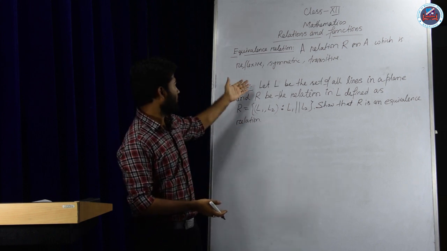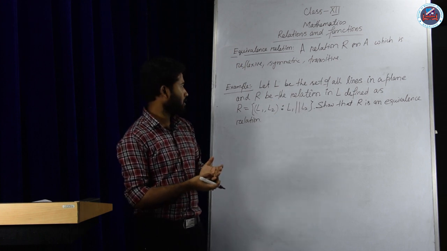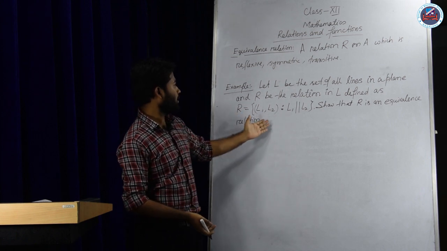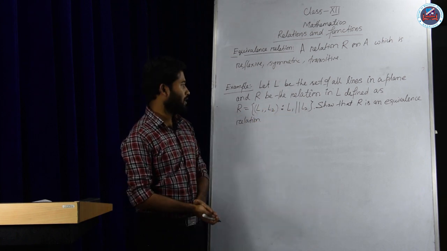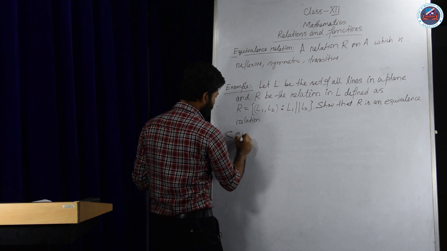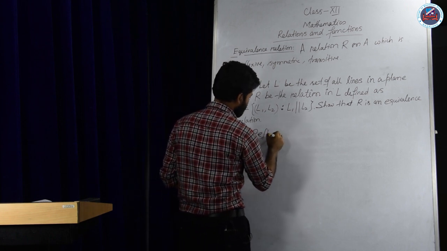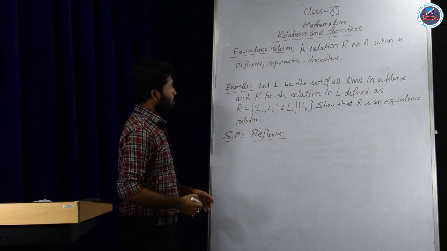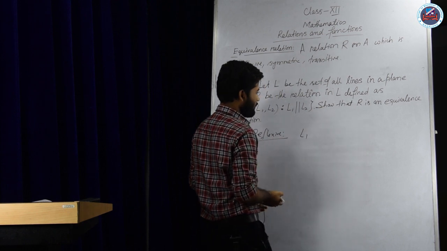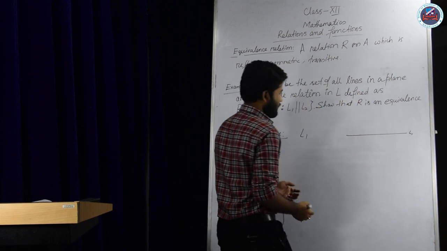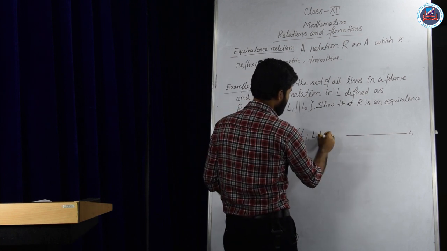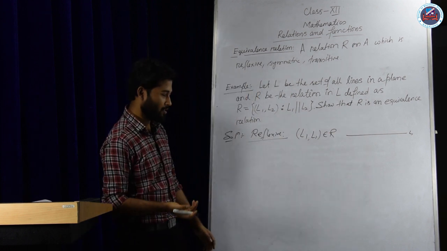So using the reflexive, symmetric and transitive properties, we shall try to show that the relation on the set of lines in a plane given by R = {(L1, L2) such that L1 is parallel to L2} is an equivalence relation. So let us take it. At first we shall go for the reflexive part. Clearly it is a reflexive relation. Why? Because if we take a line L1, this line L1 is definitely parallel to itself. So clearly we can write (L1, L1) belongs to R. So it is a reflexive relation.